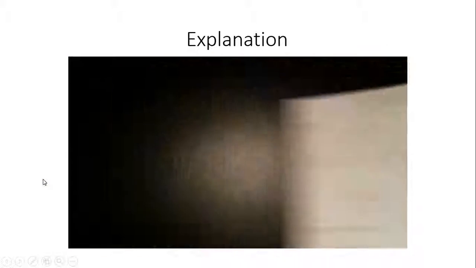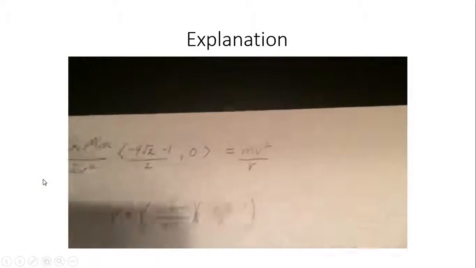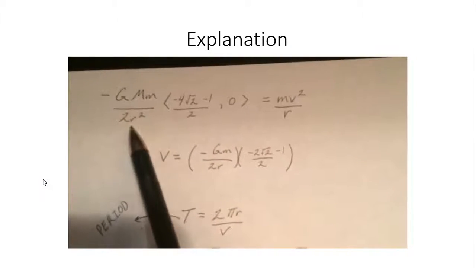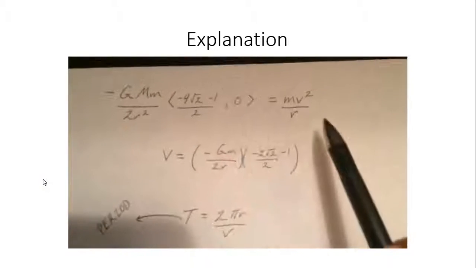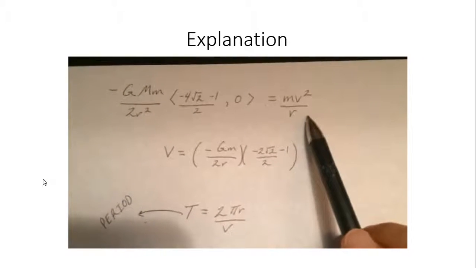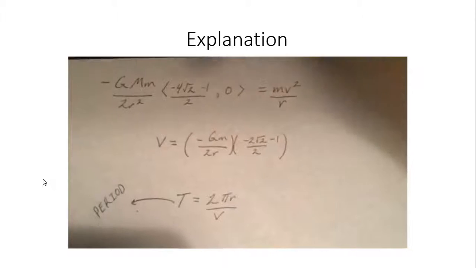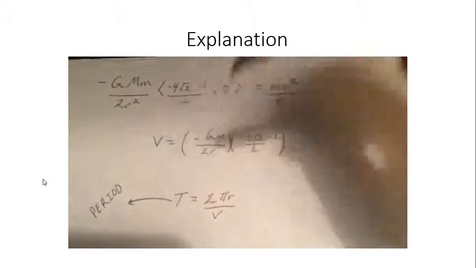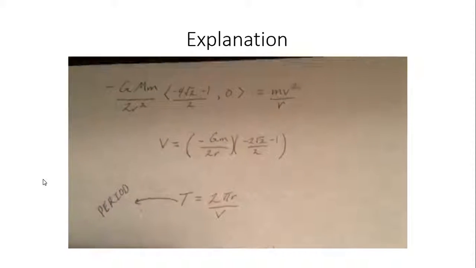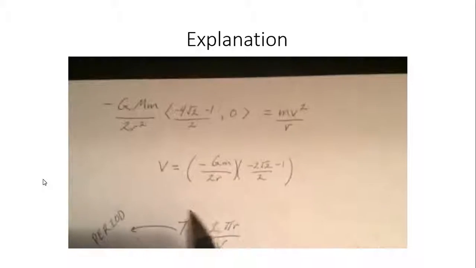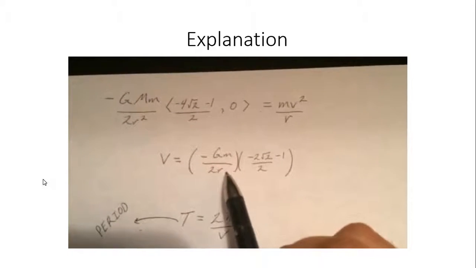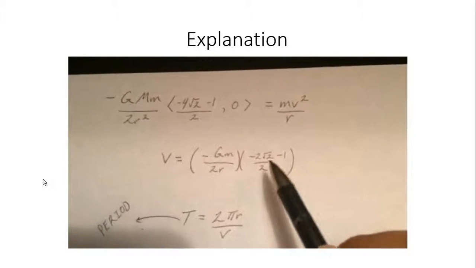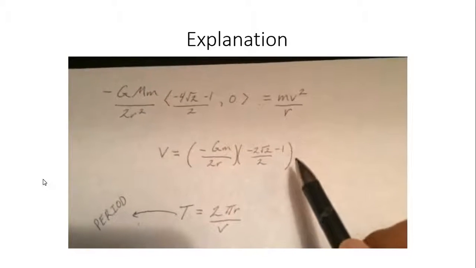From there, we know that the sum of those forces, which is the value we just calculated, is equal to mv squared over r, or F perpendicular, which is the force pointing towards the center of the system, towards the origin. Going from this step, we can solve for v, and we end up with negative Gm over 2r times negative root 2 over 2 minus 1 over 2.